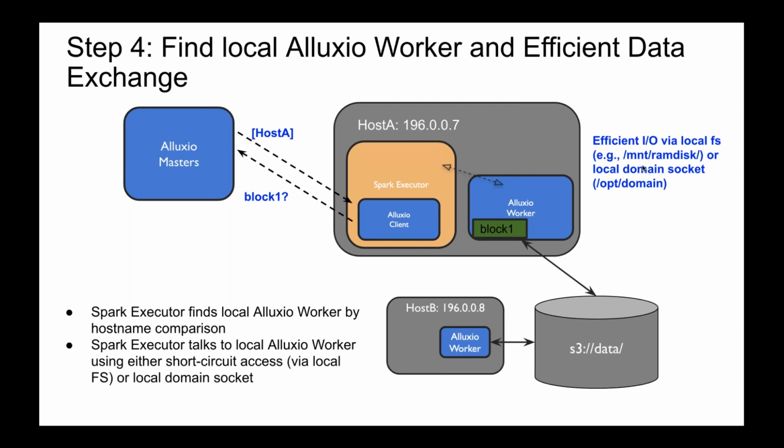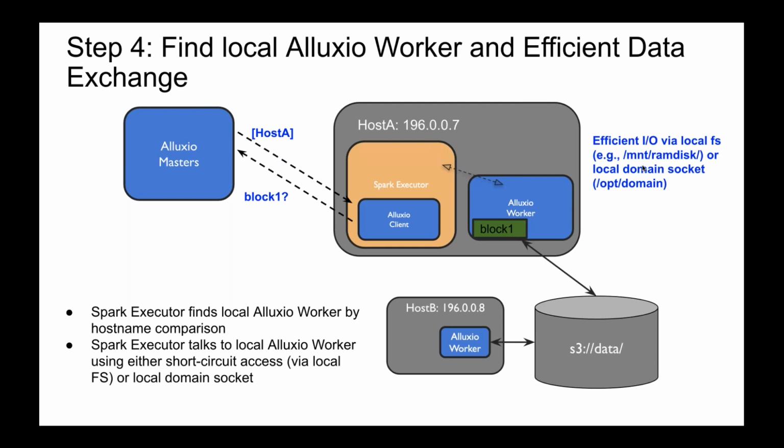So the Alluxio client inside the Spark executor will talk to the Alluxio worker and say, hey, I know we're local on the same node. How about we do something more efficient rather than always using the network to transfer the data? Let's do some trick.